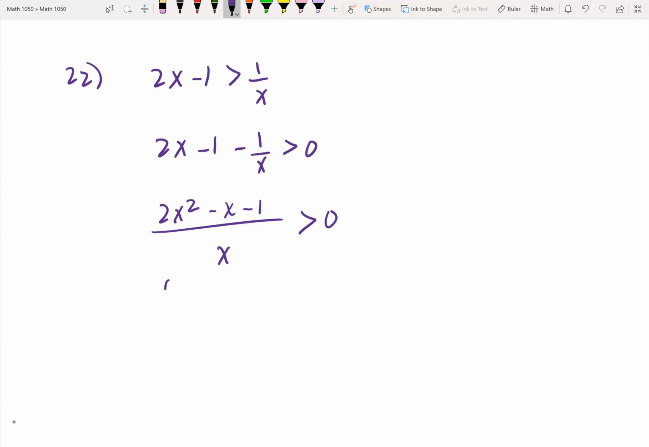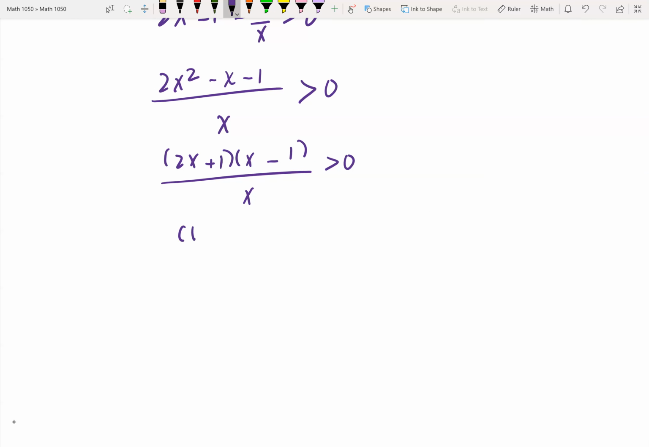Then I factor. So 2x squared goes to a 2x and a plain x. The 1 goes to 1 and 1. Signs are different. Biggest is a negative, looks like that. Critical numbers from the top are x equals negative 1/2 and 1. From the bottom is a 0. I don't have to worry about restrictions because there's no equal sign anyway. So a 1 goes here.